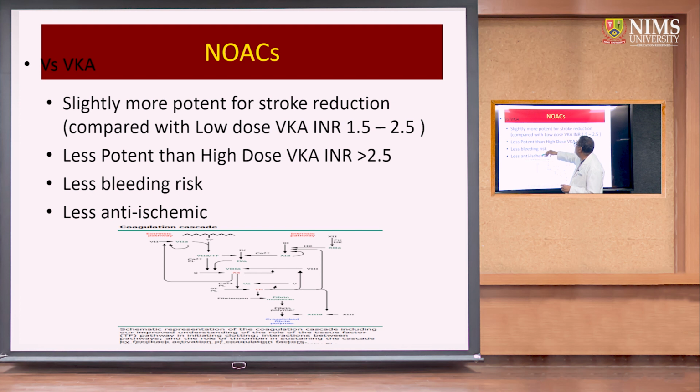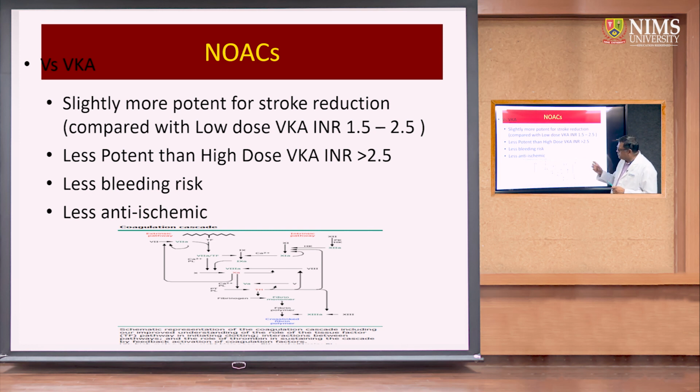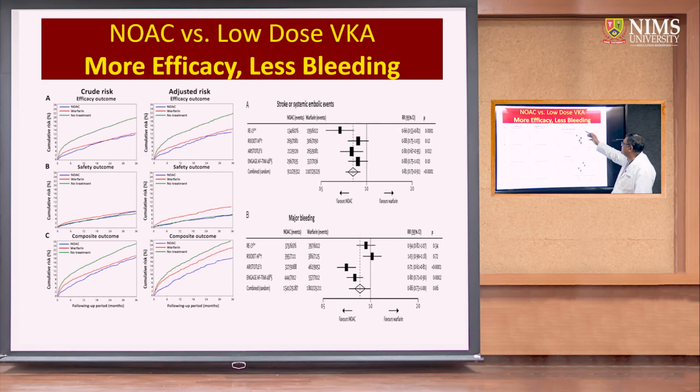But compared to, as I said, low dose vitamin K antagonist, they have less bleeding risk and they are also slightly less anti-ischemic. So, where ischemia is also a consideration, you might prefer a vitamin K antagonist, but also think that a combination of 2 or 3 drugs will cause more bleeding. So, NOACs will cause less bleeding. That is also a point, although they are more potent anti-ischemic. Here is the comparison with low dose vitamin K antagonists, and as you might have noticed, it has more efficacy with less bleeding risk.